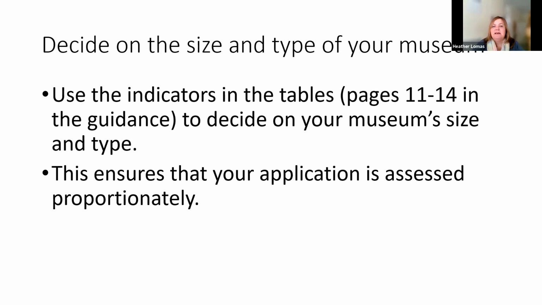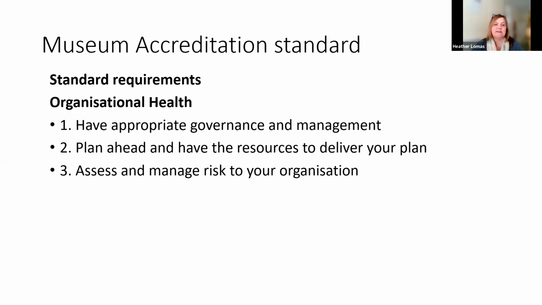Just one reminder about ensuring that you're looking at the right scale of information. Do remember to look at the indicators on the tables that start on page 11 of the accreditation guidance, which will help you decide on your museum's size and type. This ensures that your application is assessed proportionately, and as you go through the guidance documents, you'll see the different sections that relate to the different types and size of museum that's listed there. So do that.